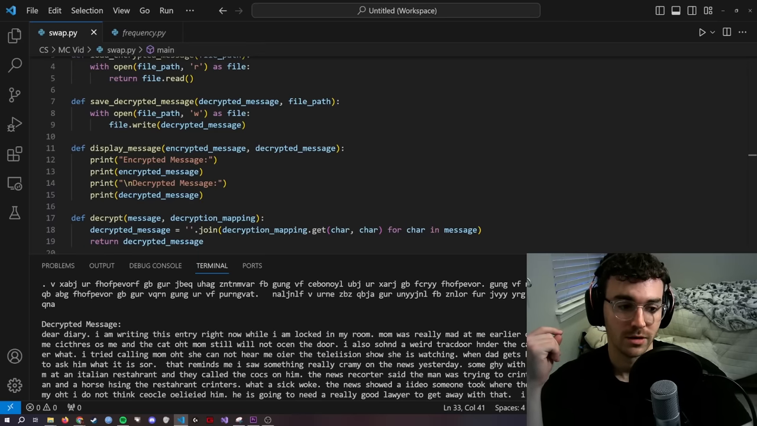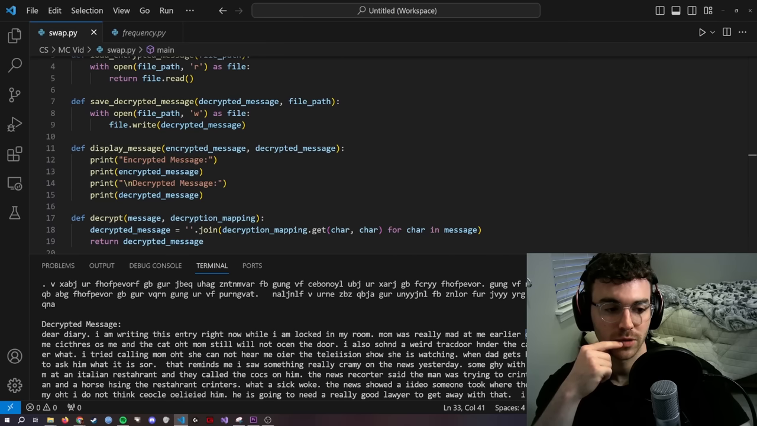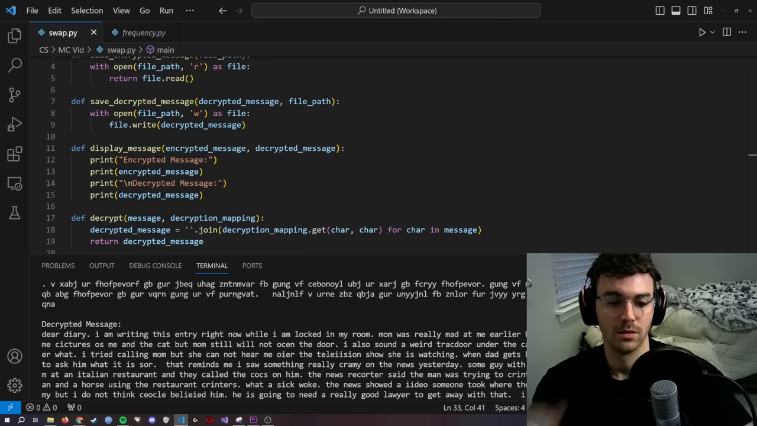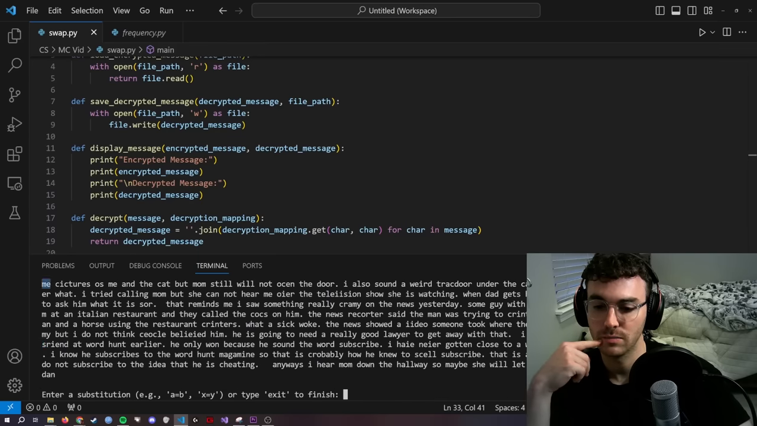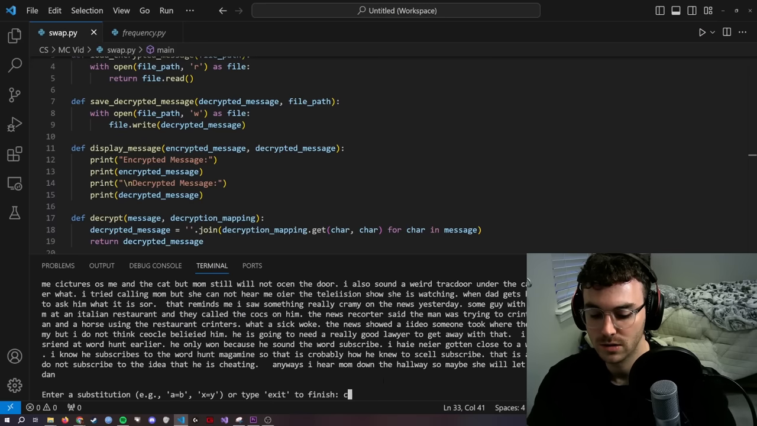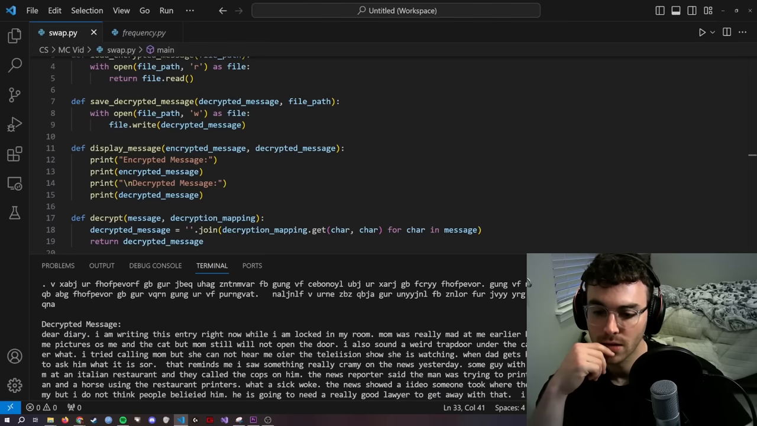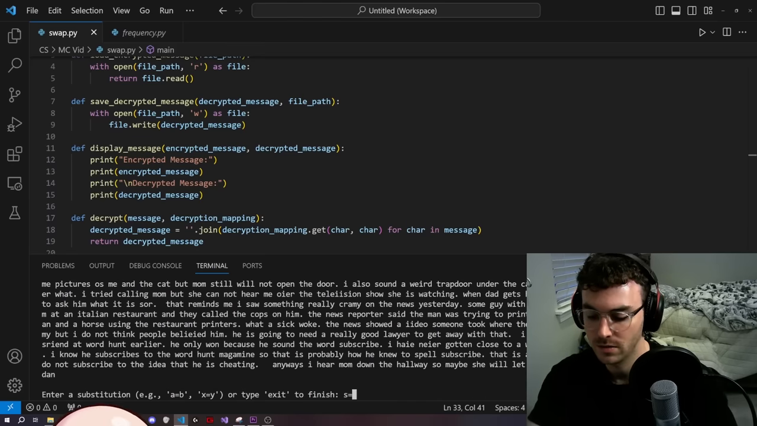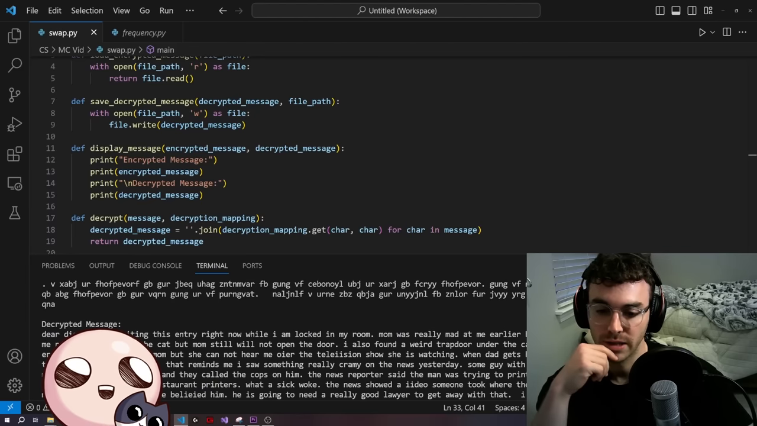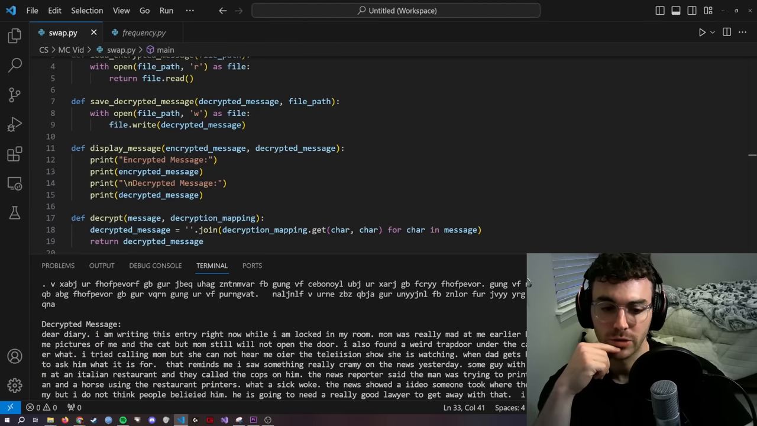Mom was really mad at me earlier. So I don't think we've decrypted these ones yet. Can't be and. I'm locked in my room. Mom was really mad at me earlier, but I do not know why. I drew some, that's definitely pictures. C equals B. Drew some pictures of me and the cat, but mom still will not open the door.